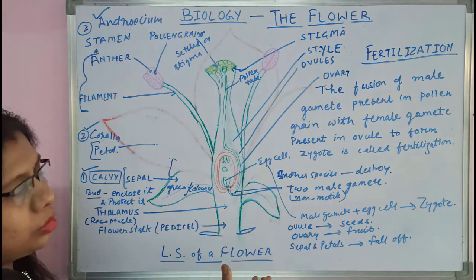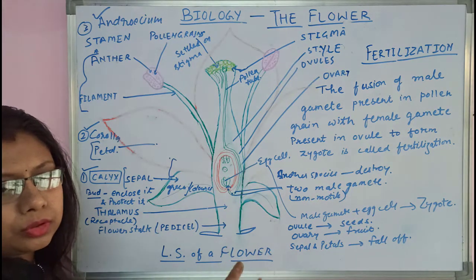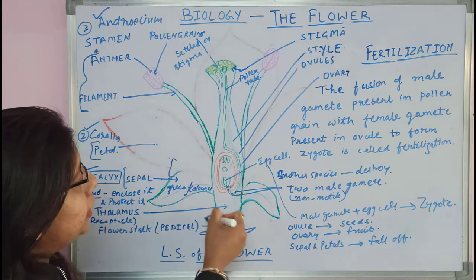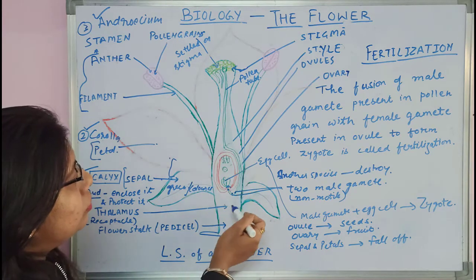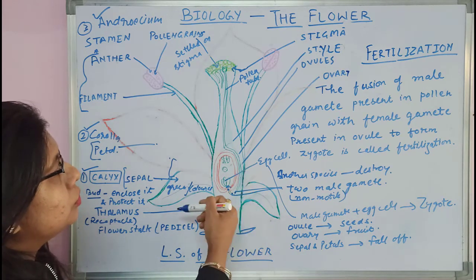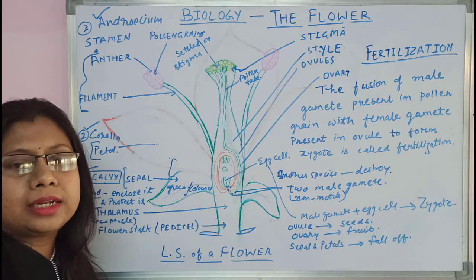It is in a short way in your syllabus, so we are explaining in a very short method. Otherwise it is a very complicated process. The fertilization of male gamete and female gamete is a very complicated process. You will study about this in your higher classes.